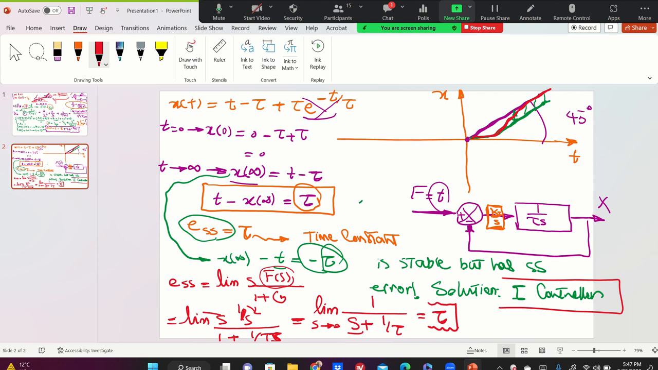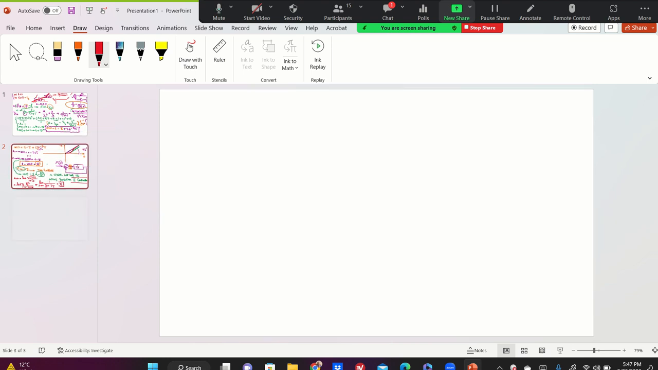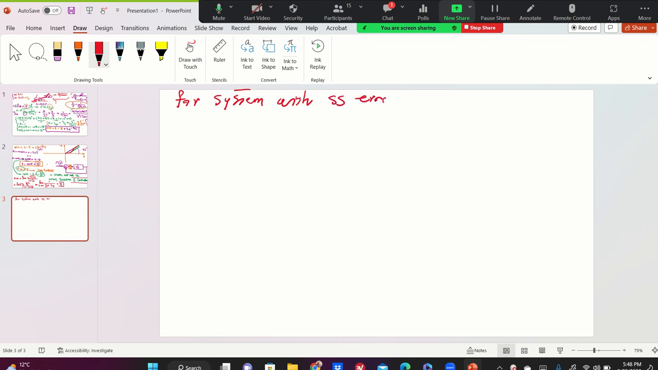Can I go to the next page? Good. So saying that, the take-home message is that for systems with a steady state error signal, use the I controller.